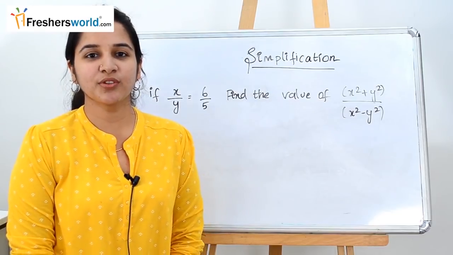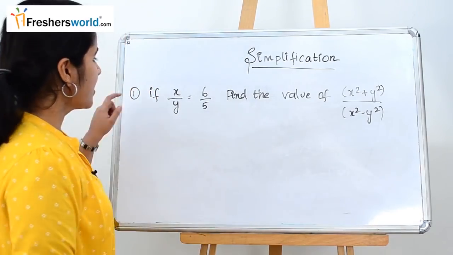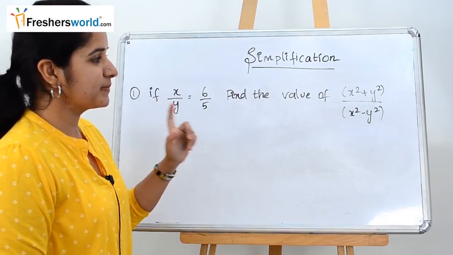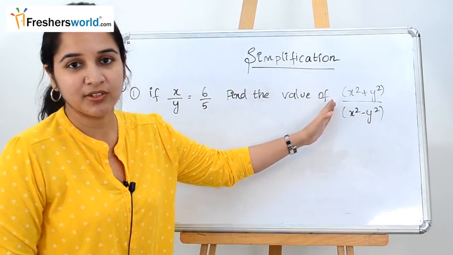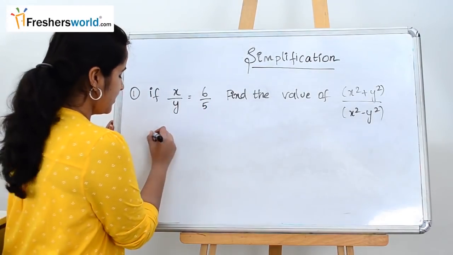The topic that we are going to look at today is simplification part 2. So let's get started. The first question is, if the value of x by y is equal to 6 by 5, find the value of x square plus y square by x square minus y square. When you see a question, always remember how we can use the value that they have given in the question. So let's do that.